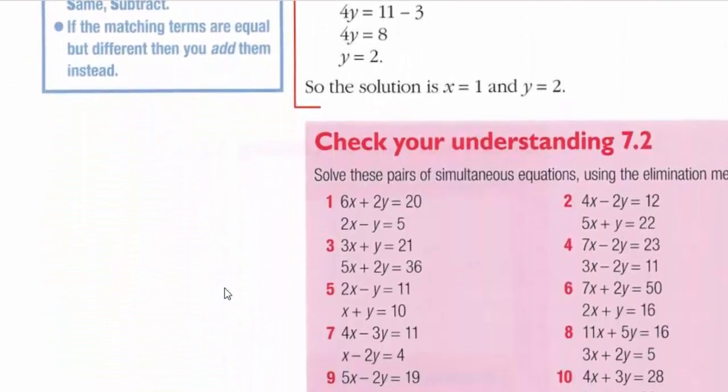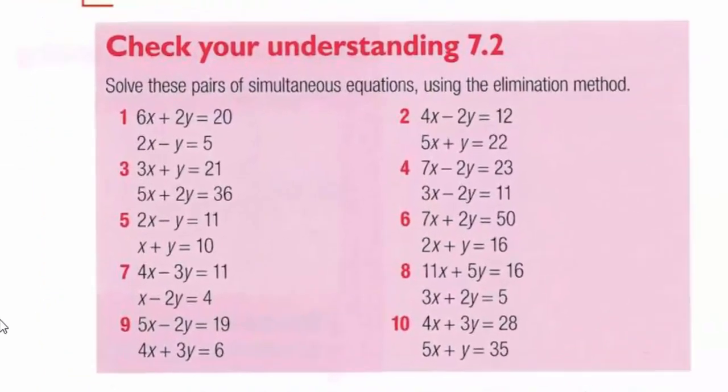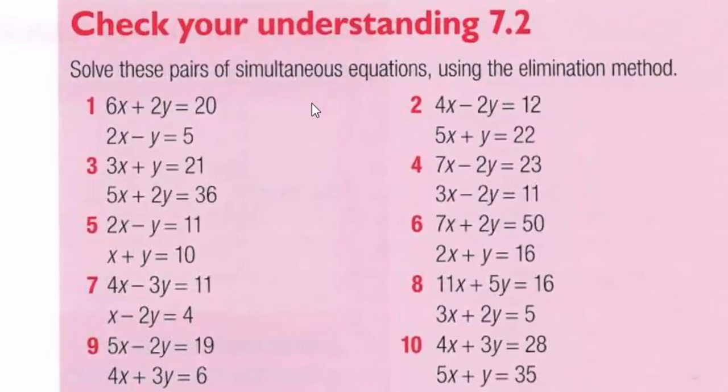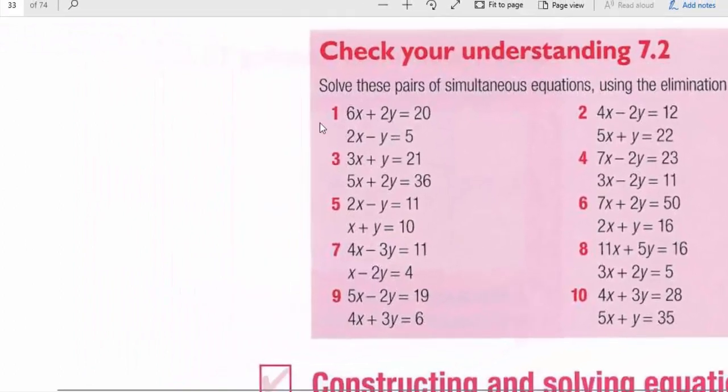If the question doesn't mention a specific way, you better solve it the way that you are happy with. In this set of exercise, as you see, the question says solve these pairs of simultaneous equations using elimination. Elimination means we need to get rid of one of the variables and then find the value of the other variable, and that will help you to find the value of the first variable. It sounds weird, but when you do it, it's not that hard.